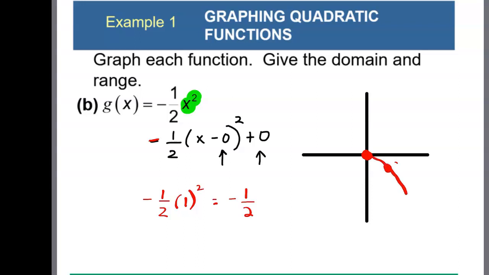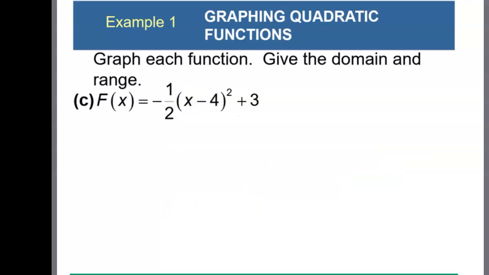Okay, and so our graph is just going to be wider than that of y equals x squared. The domain is negative infinity to infinity. The range is negative infinity comma 0, okay, with a bracket.